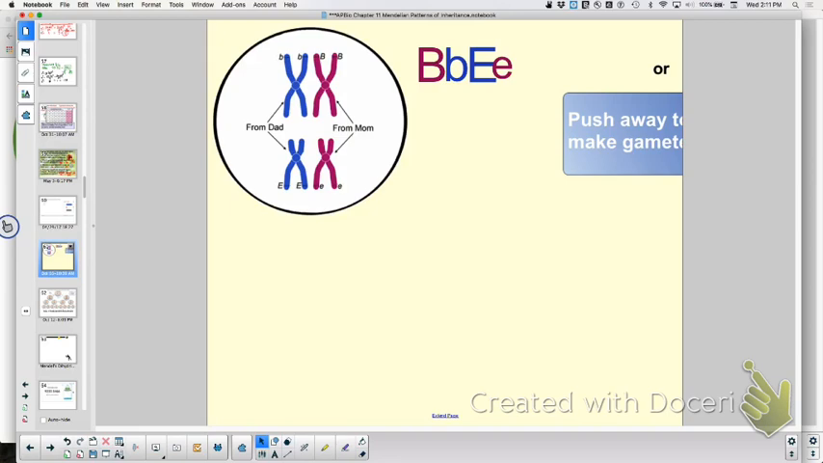If they separate like this, if they line up this way and separate, then all of these gametes will have the what? All of these gametes will have the little b and the big E. And all of these gametes will have the big B and the little e. But is that the only way they can line up? No. Oh, okay.